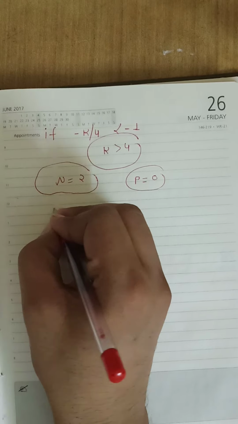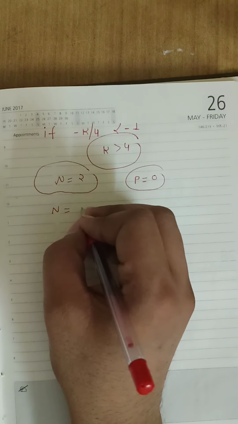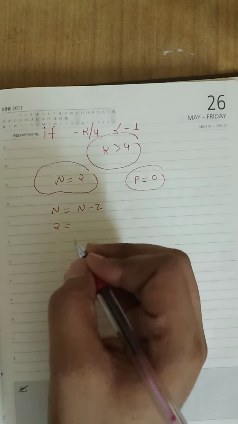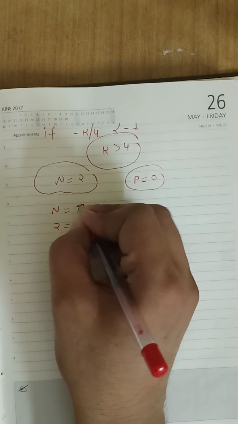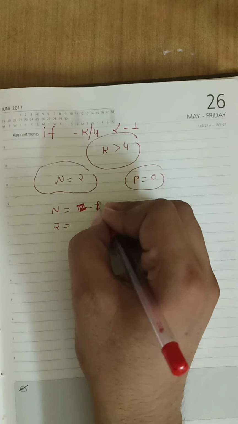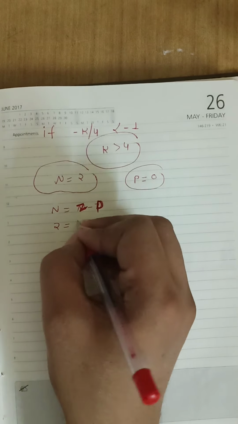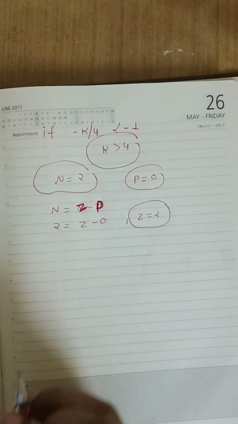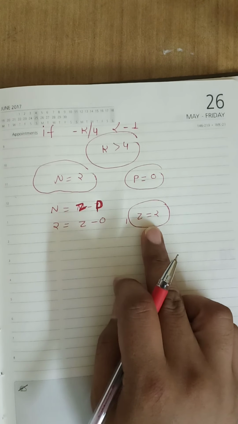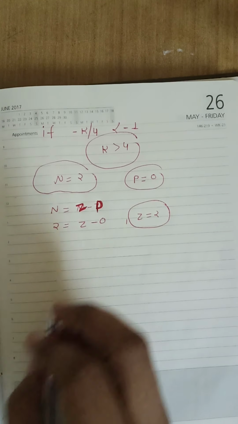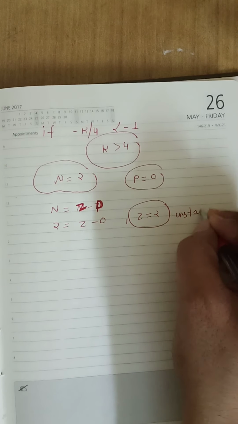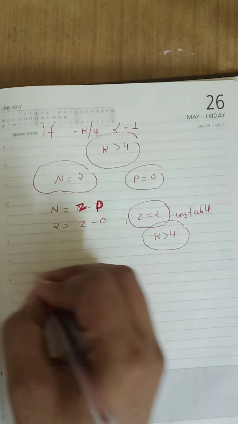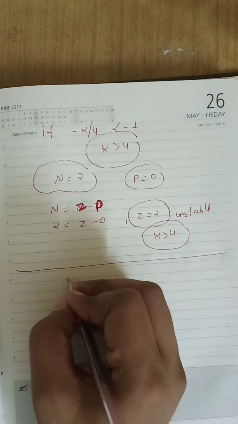So according to the Nyquist stability criteria, we know we have N equal to Z minus P. We have N equal to 2, N equal to Z minus P. P we know is 0, so we have Z equal to 2, means we have two poles for the closed loop system in the right half of the S plane, so the system becomes unstable, but it is for K greater than 4. Now let us see the second case.